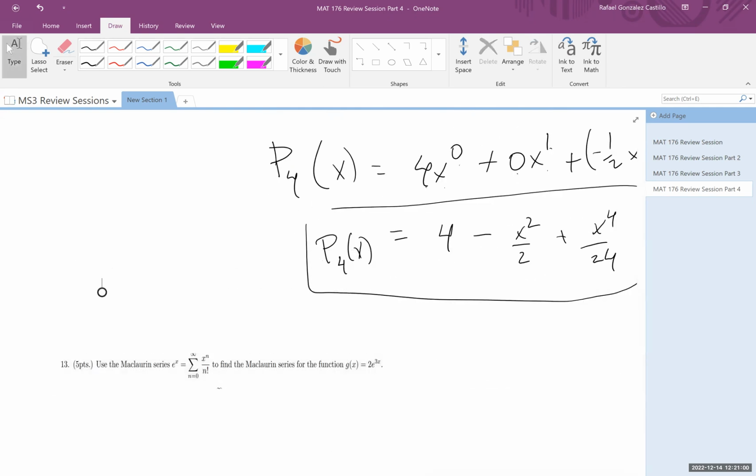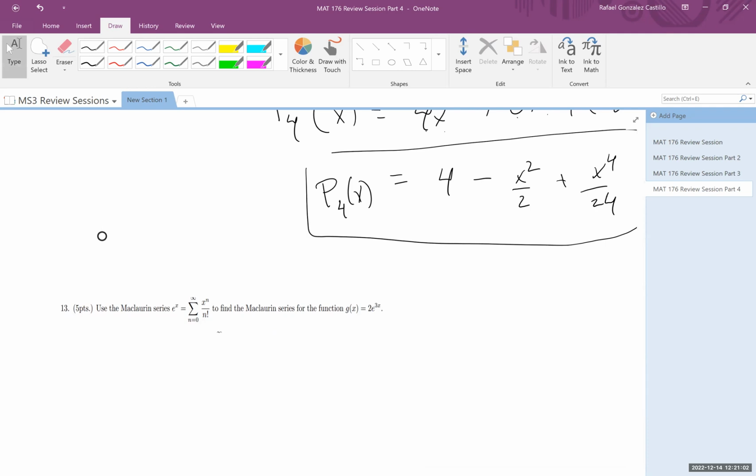All right, so we have to use the Maclaurin series for e to the x for the function g of x equals 2e to the 3x. So to find what the Maclaurin series is equal to, we can do the following. So we have 2e to the 3x given. Okay, we have this given. We know what e to the x is. e to the x by itself is this.